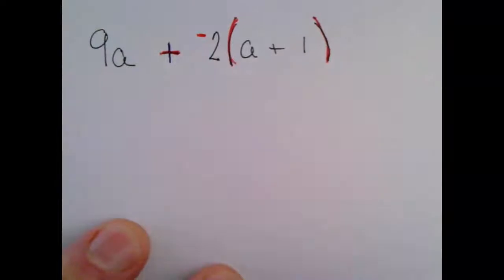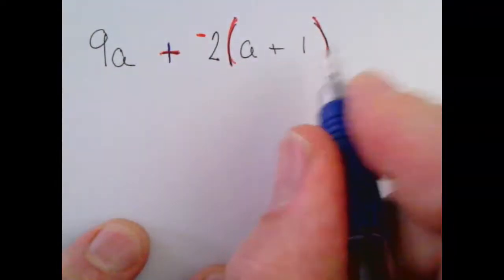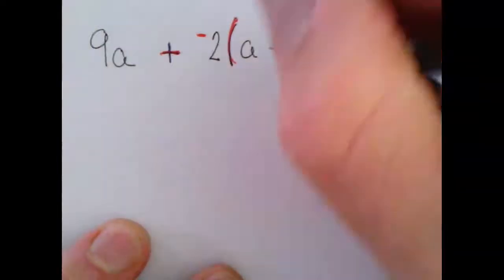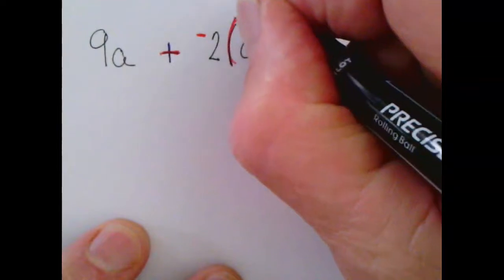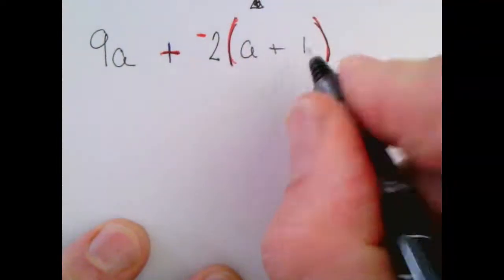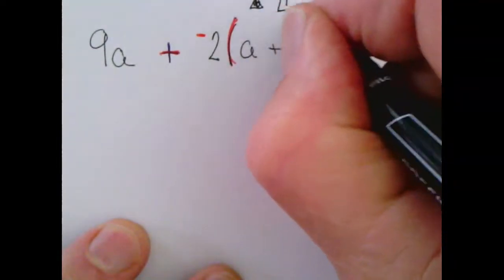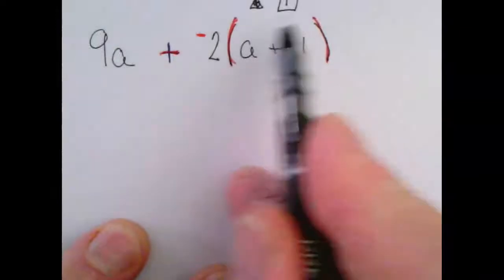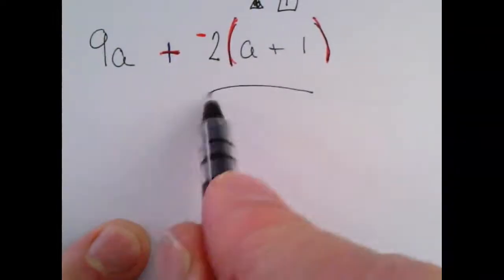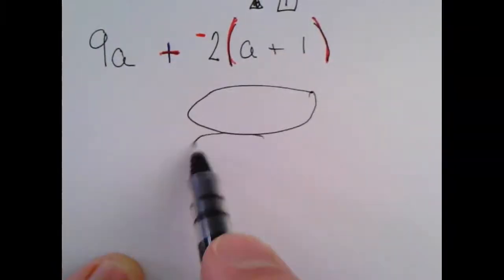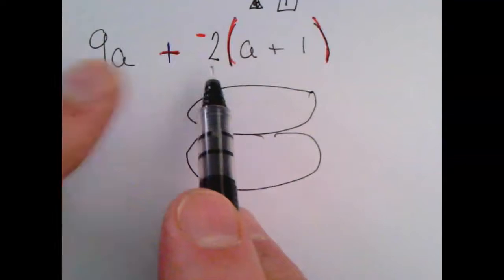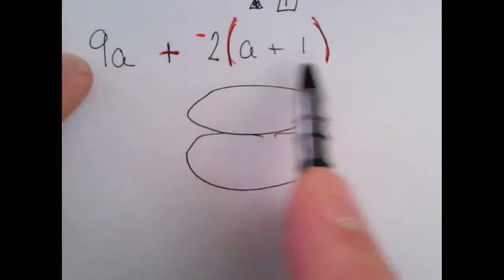is inside of here, if I were drawing pictures of this, I would draw this as 1a and a 1, like this. And I'm going to draw this 2 times. Once, twice. That's what that 2 means, is that I do this 2 times.